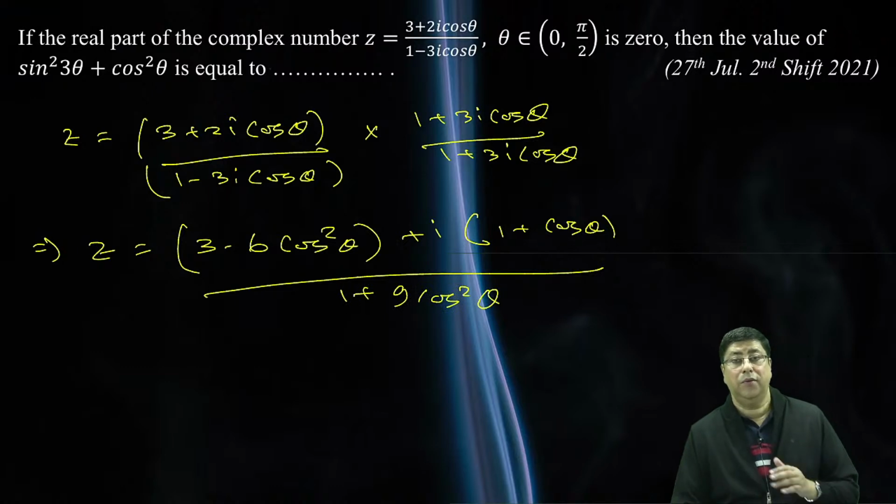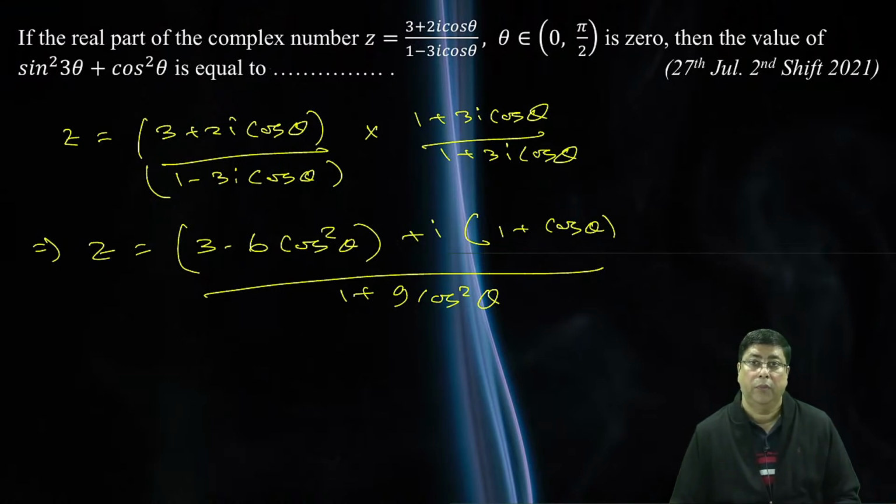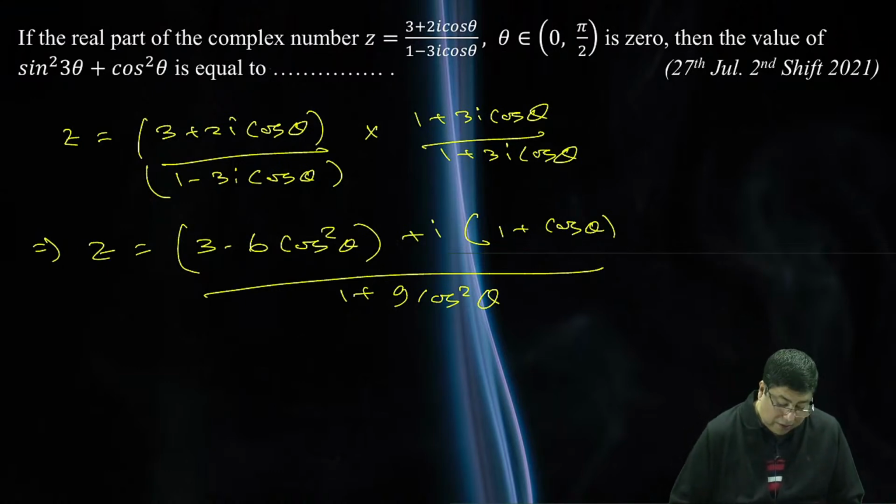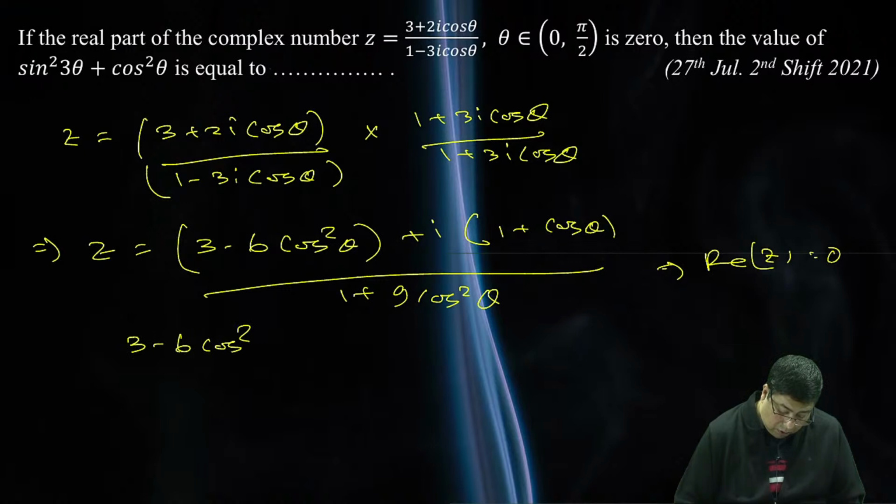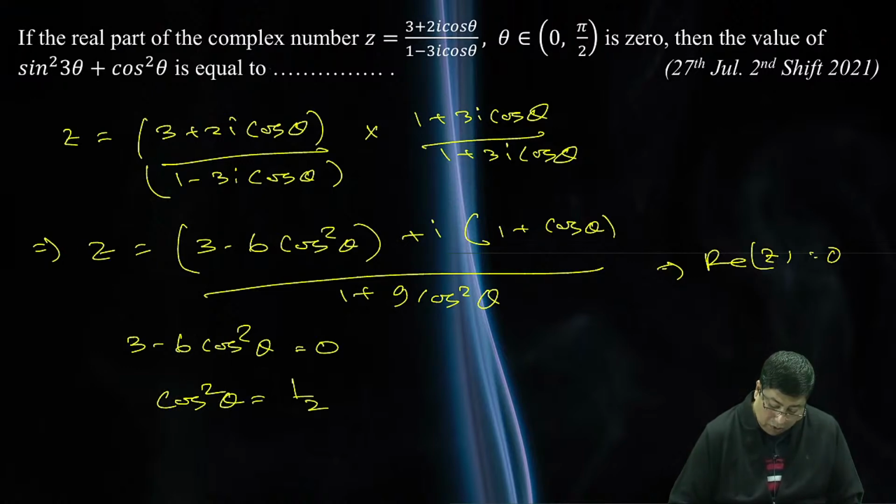We have to calculate very fast. Unnecessary things are not needed. Our target is the real part being 0, the imaginary part is not important here. Okay, so we can write real z equal to 0, given. Since real z equals 0, we can write 3 - 6 cos²θ equals 0. So cos²θ equals half, so θ equals 45 degrees we can write.